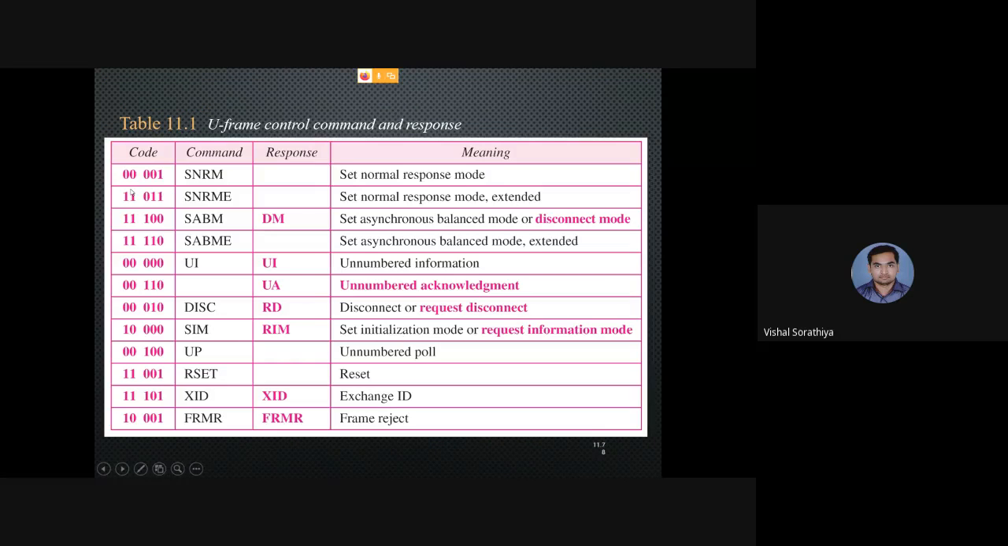If the first 2 bits are 0 0 and the last 3 bits are 0 0 1, it is considered a management frame that sets the normal response mode. It gives a management command, like you consider in normal response mode. Now, can you tell me what is normal response mode? We considered normal response mode and asynchronous mode at the start. What is normal response mode?